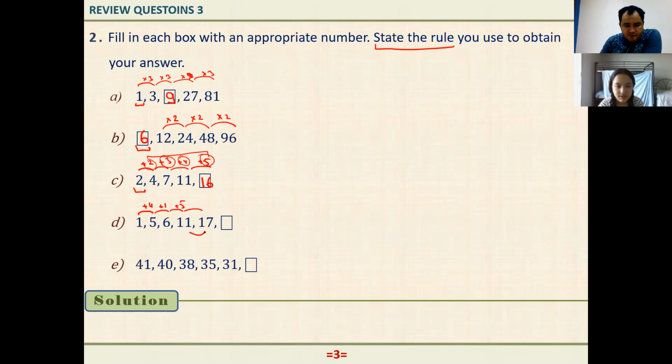Okay, here the difference is 6. Here the difference is 5. Here the difference is 1. Here the difference is 4. Yeah, I think maybe there's a technical mistake. I don't know. I'll check this question. Okay, wait, I did something wrong here. Question 2D: 1, 5, 6, 11, 17.